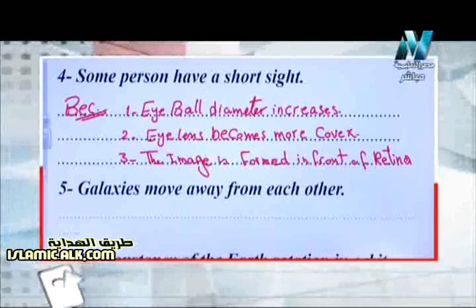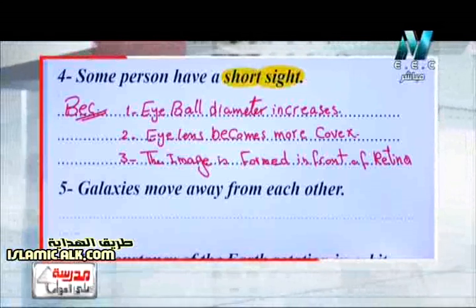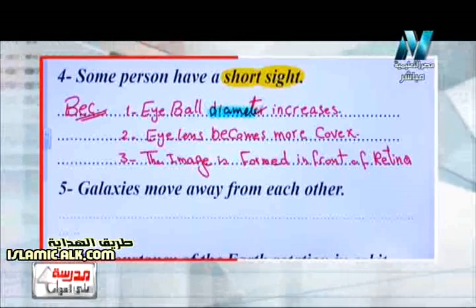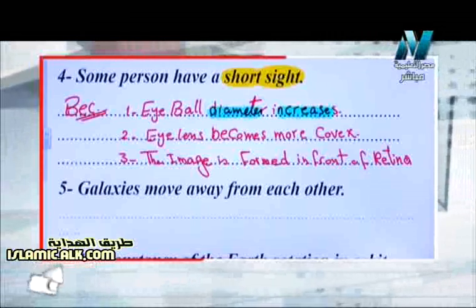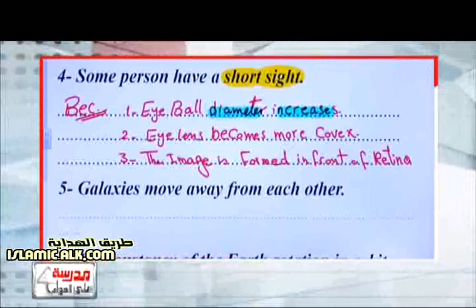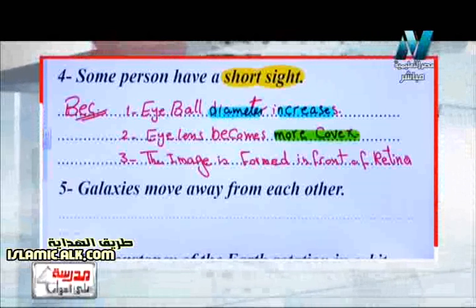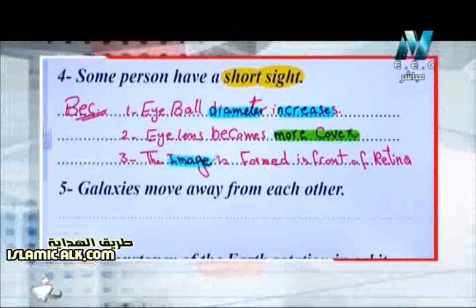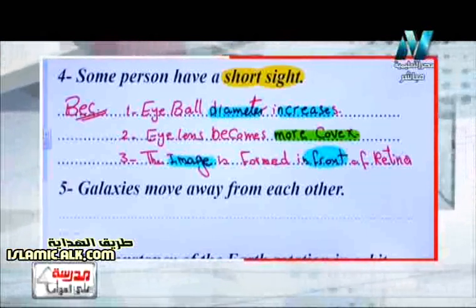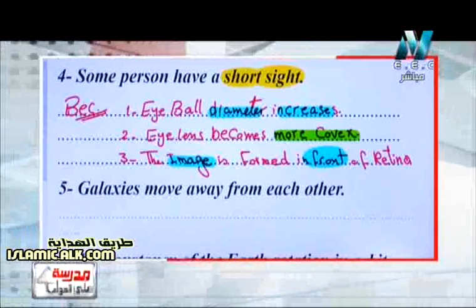يبقى هنا we talk about what? We talk about short sightedness reasons, أسباب قصر النظر. قلت له number one, eyeball diameter increases. So number two, eye lens عدسة العين becomes more convex. What? More convex. So number 3, the image is formed in front of or before the retina. قدام الريتنا.